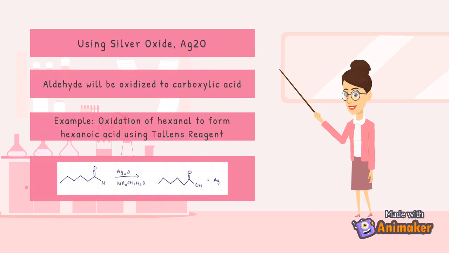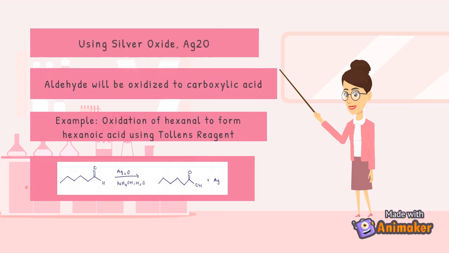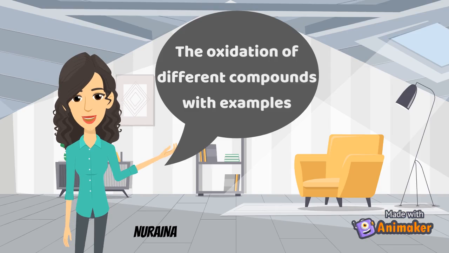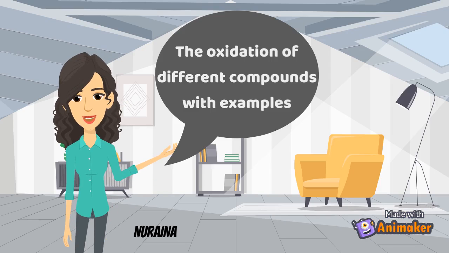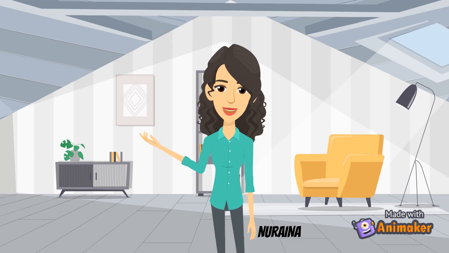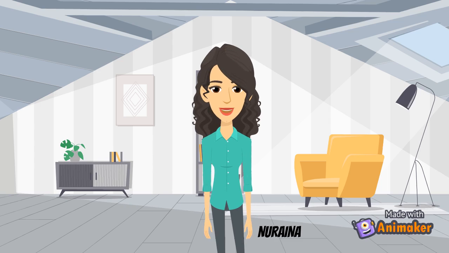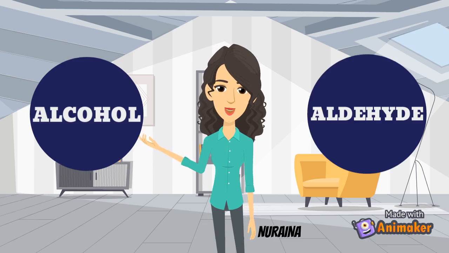Silver oxide can oxidize aldehyde to carboxylic acid. For example, silver oxide oxidizes hexanal to form hexanoic acid. Next, we're going to look at the oxidation of different types of compounds with their respective examples. We will be looking at the oxidation of two types of compounds, which are alcohol and aldehyde.